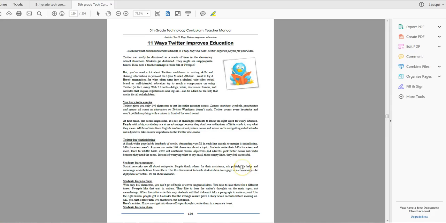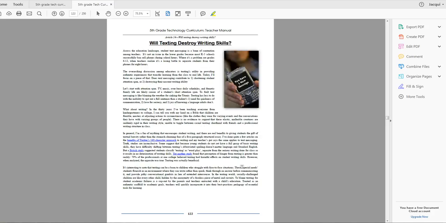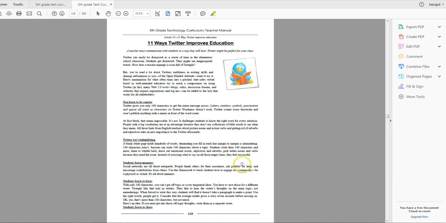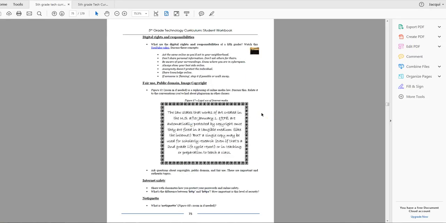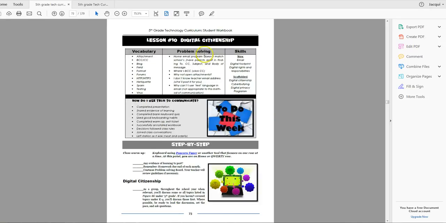I know I've got a couple articles you can look at, and I think that's probably about it. I don't think there's anything extra in the student part.